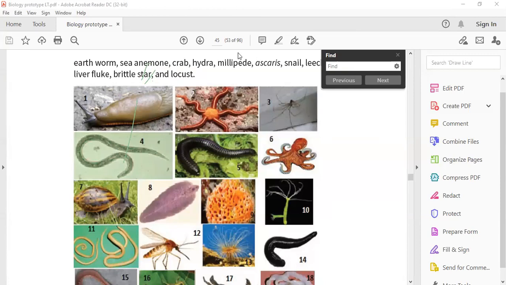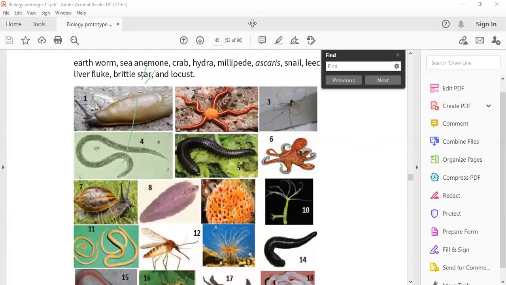I saw a hand for Timothy. Timothy, number three, take us through number three. Three, spider. Yeah, very good. We all agree, number three is a spider.